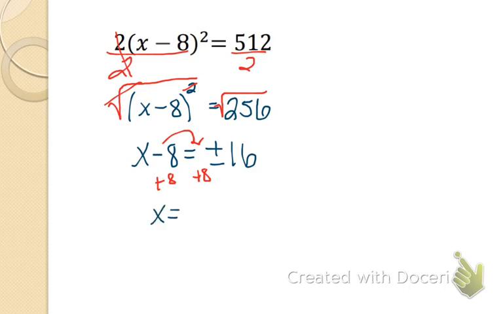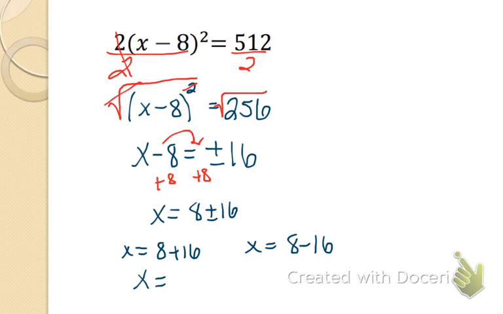is equal to 8 plus or minus 16. What it means is that x will be equal to 8 plus 16 and x will be equal to 8 minus 16. The results that we get from these two will be our solutions. So our first solution is x is equal to 24, and our second solution is x is equal to negative 8.